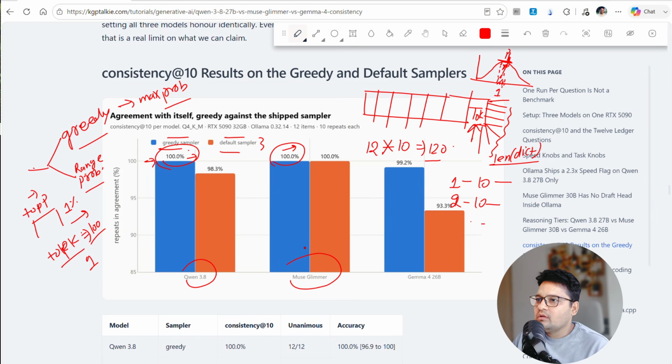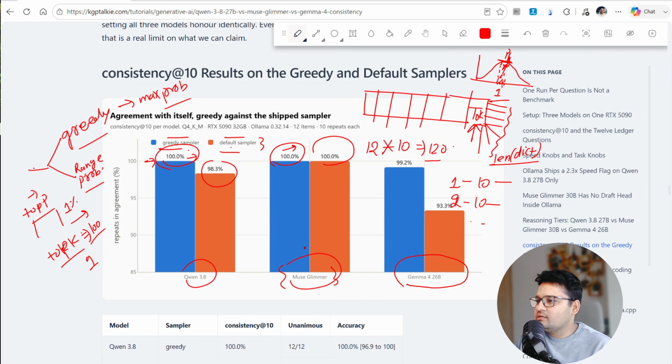Okay, cool. But if we use the default sampler, again, I'm not naming which kind of sampler that was, then in Qwen 3.8 we get 98.3% consistency. That means out of all those 10 runs, it was not able to reproduce the result 100% of the time. Whereas you will notice Meta's Muse Glimmer model was able to reproduce the same result with both the greedy sampler and the default sampler provided in the model.